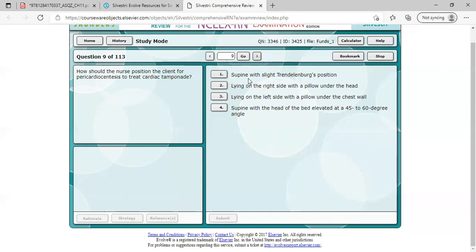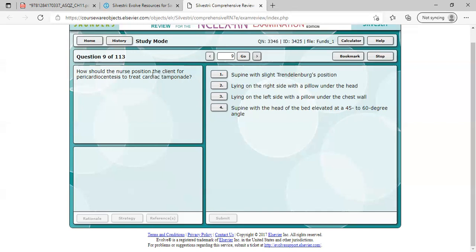So first one here, supine with slightly Trendelenburg. Trendelenburg position always will shock, when patient need blood supply to the heart. Not for this. Lying on a right side with a pillow under the head. Right side position, no. Lie on the left side with a pillow under the chest wall, and supine with the head of the bed elevated at 45 to 60 degrees.